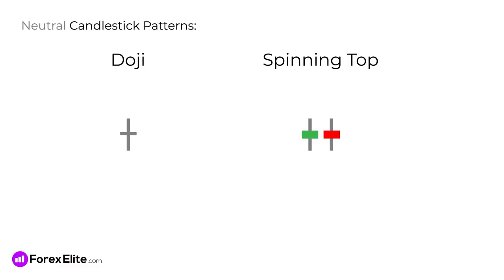This pattern has a small body, and the body is usually centered between the upper and lower shadows. The open and close are very close to each other, and therefore the body is small. Also, the body is somewhere around the middle of the upper and lower shadows.